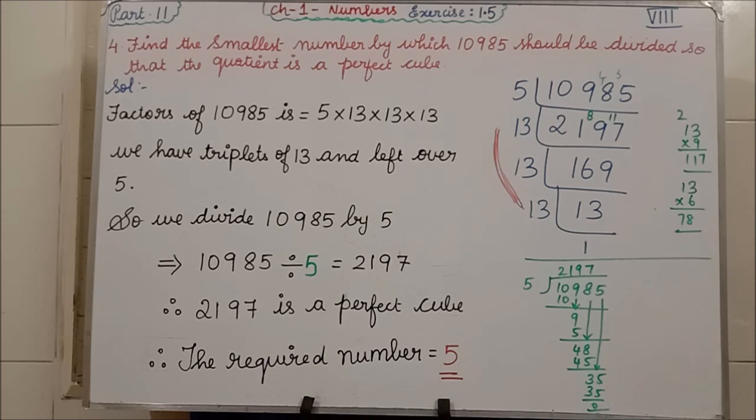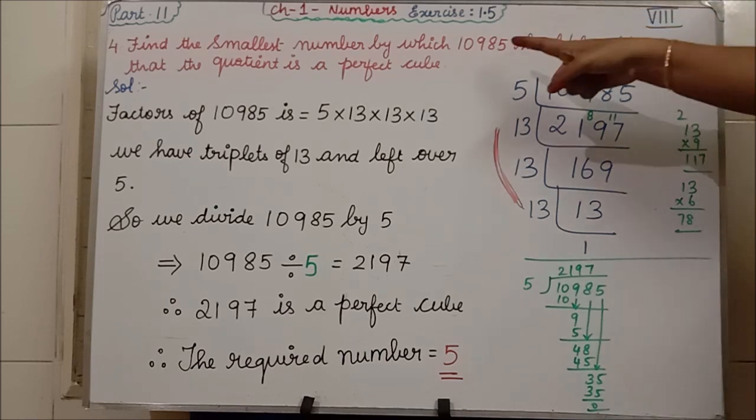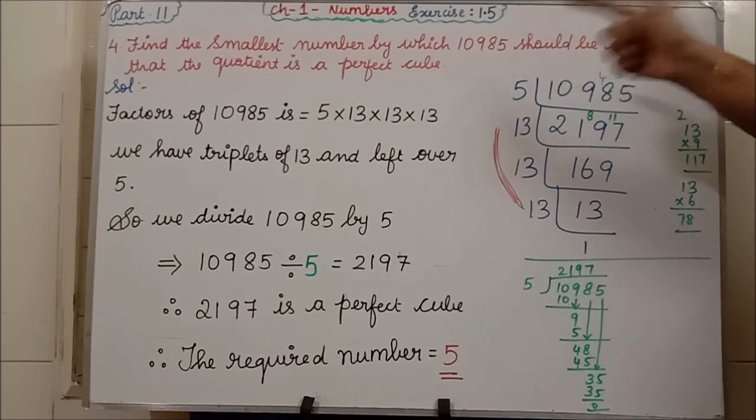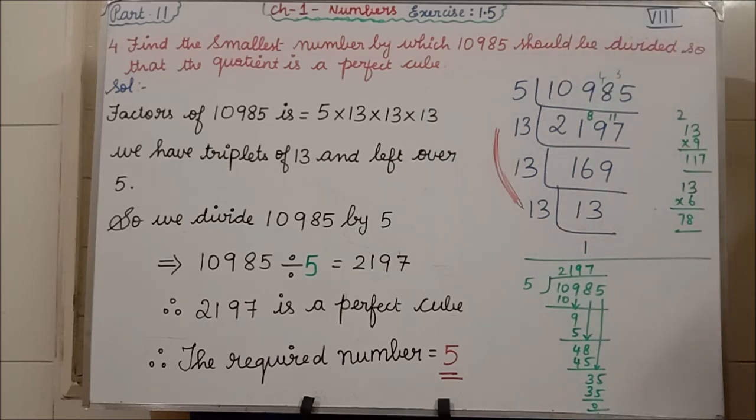This is your fourth question. See, find the smallest number by which 10,985 should be divided so that the quotient is a perfect cube. Fourth question, they are saying in this: 10,985, we have to divide by one number. That number we have to find. After dividing, you will get a number, and that number is a perfect cube, they were saying. Clear? Shall we start the solution?